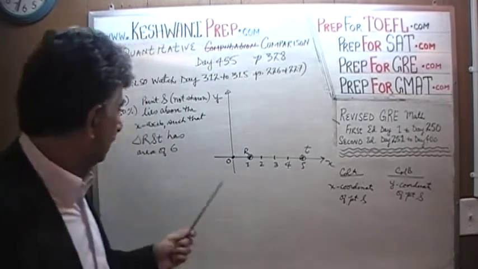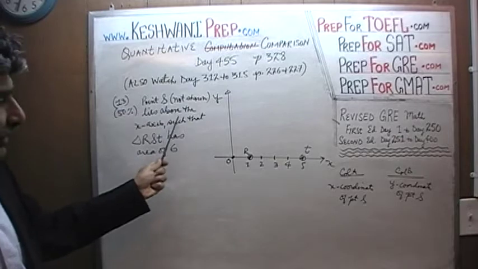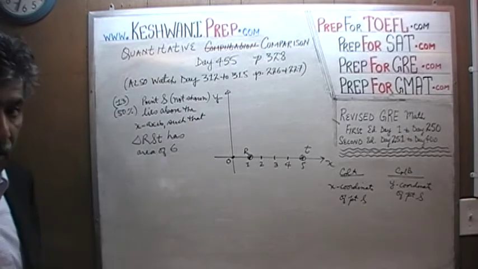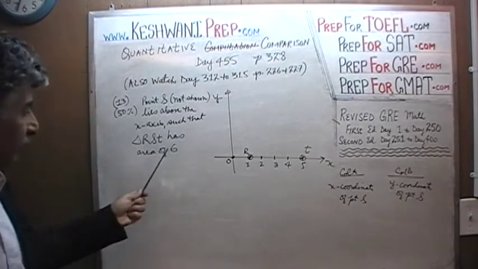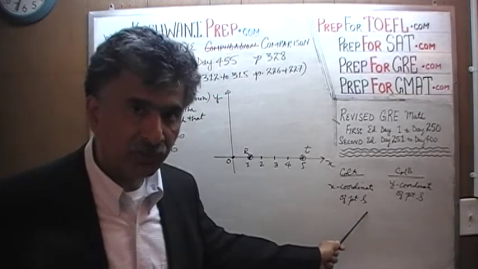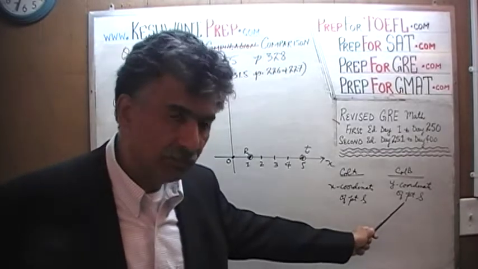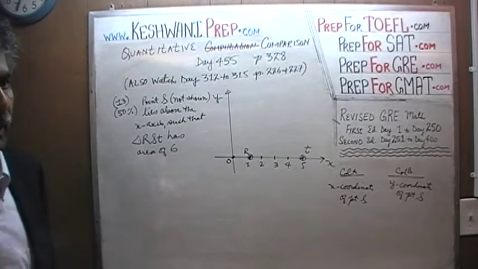One more time, point S, which is not being shown here, has to be such that the triangle we form, RST, has an area of 6. And then we're being asked to compare the x-coordinate of point S versus the y-coordinate of point S. I'm going to be quiet now.